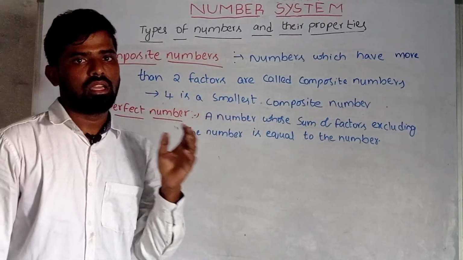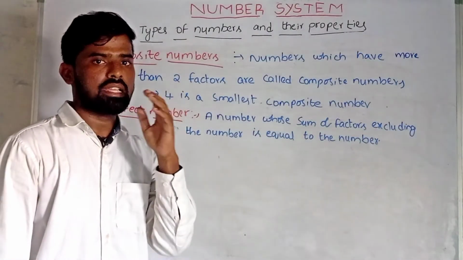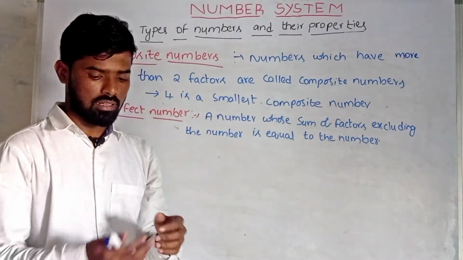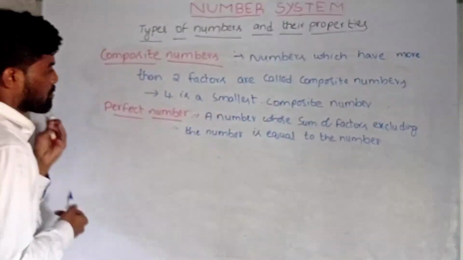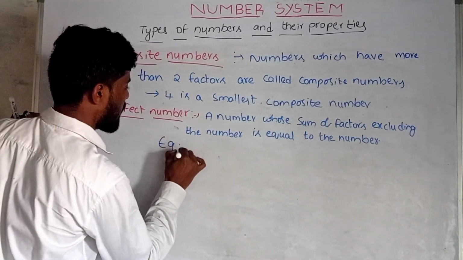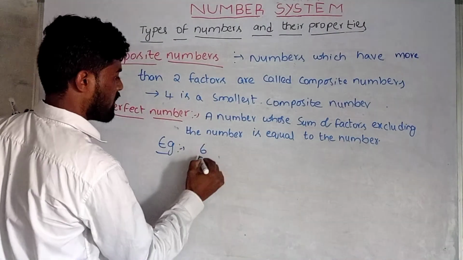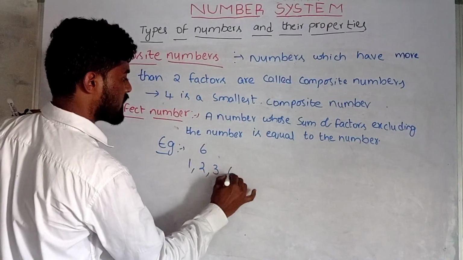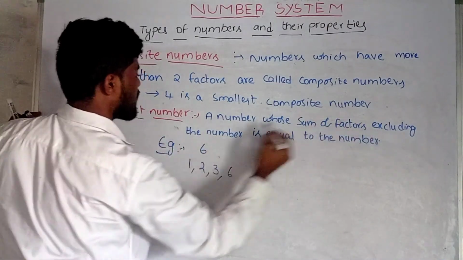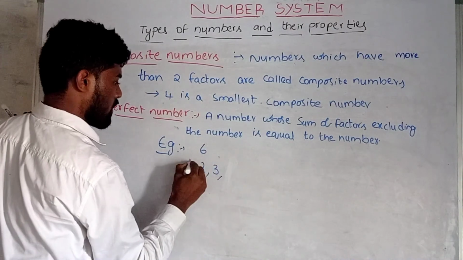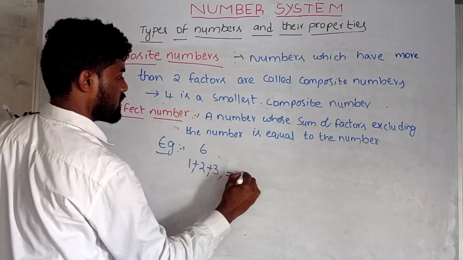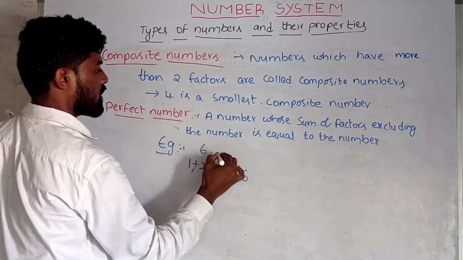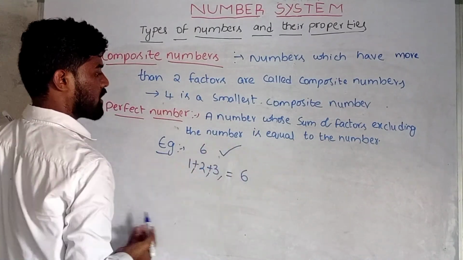Next, perfect number. A number whose sum of factors excluding the number itself is equal to the number, then that number is a perfect number. Example, 6. The factors of 6 are 1, 2, 3 and 6. Sum of the factors excluding the number, that means 1 plus 2 plus 3, 6, is equal to the number, then that number is a perfect number. That means the number here, 6, is a perfect number.